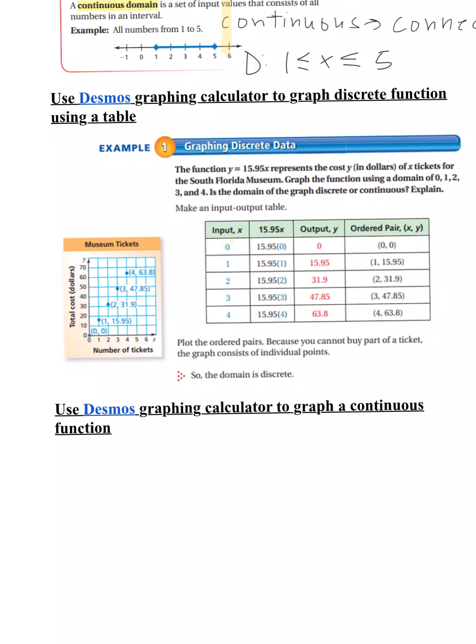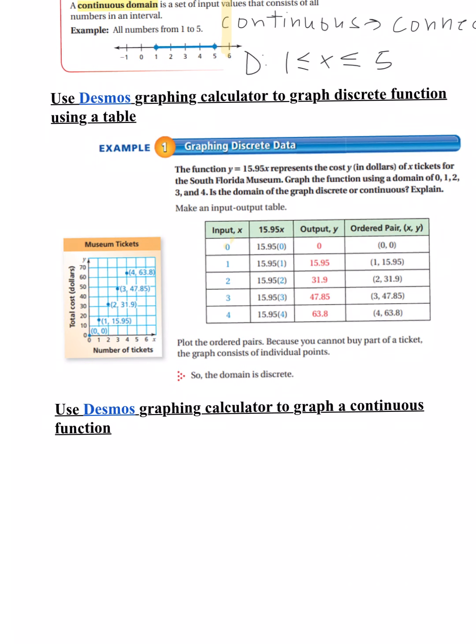Notice in my problem here, it says graph the function using a domain of 0, 1, 2, 3, 4. So here's my domain, 0, 1, 2, 3, and 4. I know that gives me a clue. If it gives me this clue, I know that I'm going to have a discrete domain. It's actually going to tell me what my numbers are. In this problem, if you read it thoroughly, it says a function y equals 15.95x, which represents the cost in dollars of x tickets to the South Florida Museum.